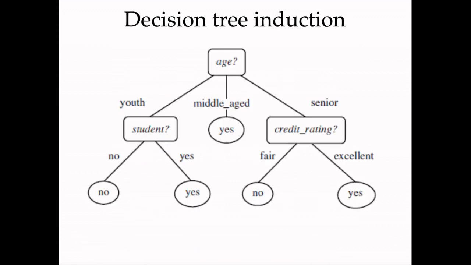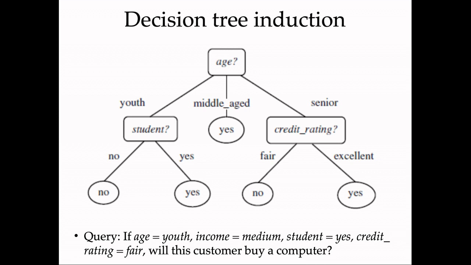Decision tree induction is a classification method. Decision trees are constructed from the training data by the decision tree learning algorithm. There are 4 variables in the training data, but the decision tree learning algorithm excluded the income variable. Given a decision tree, we ask the decision tree the question: when the customer profile is as follows: age is youth, income is medium, student is yes, and credit rating is fair, will this customer buy a computer? By this decision tree, the answer is yes.